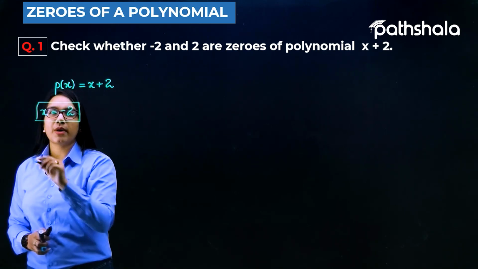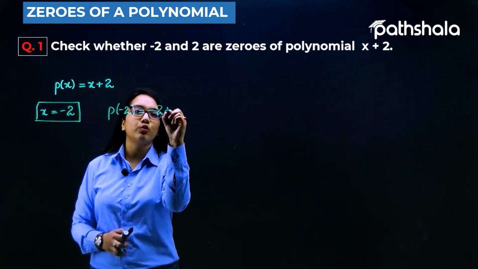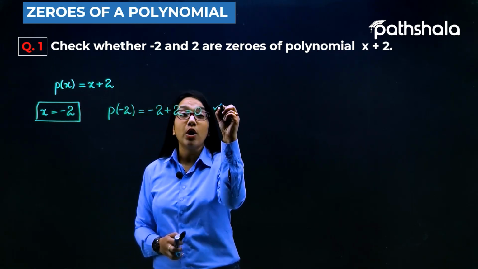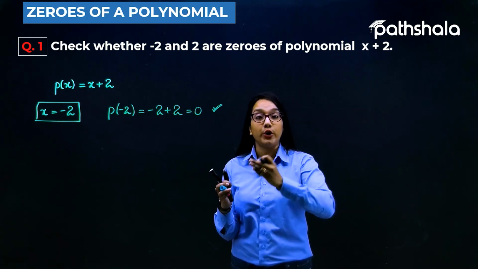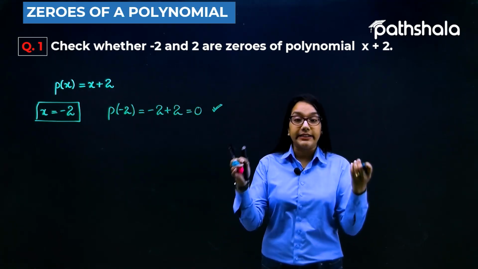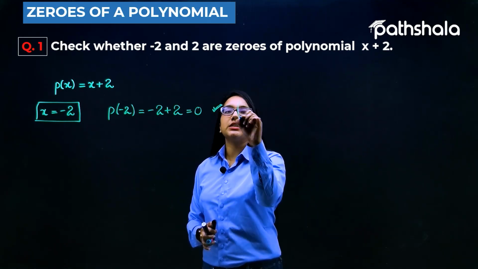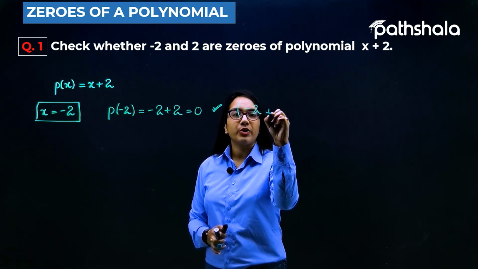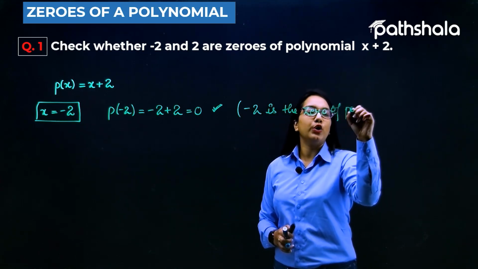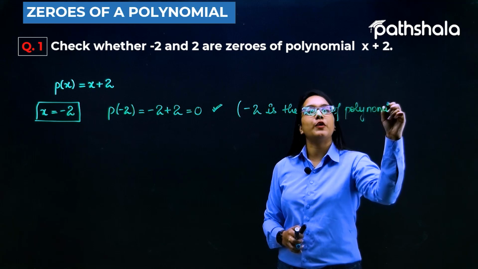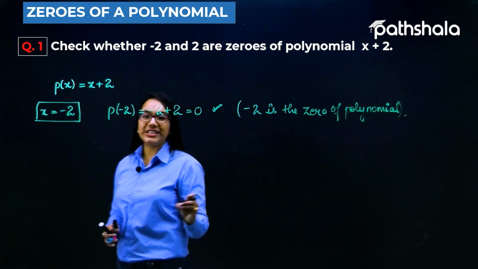Substitute x = -2 in this polynomial. So p(-2) is equal to -2 + 2, which is equal to 0. If after substituting any c in the polynomial the value is equal to 0, it definitely means that c is a zero of the polynomial. So yes, minus 2 is the zero of the polynomial, because it satisfies the condition that for any c, p(c) should be equal to 0.